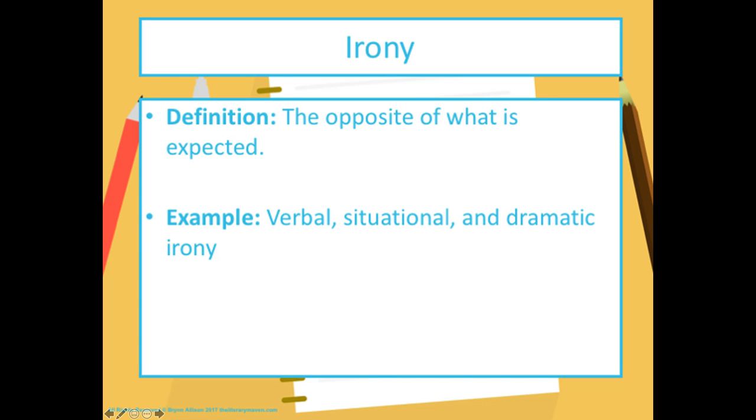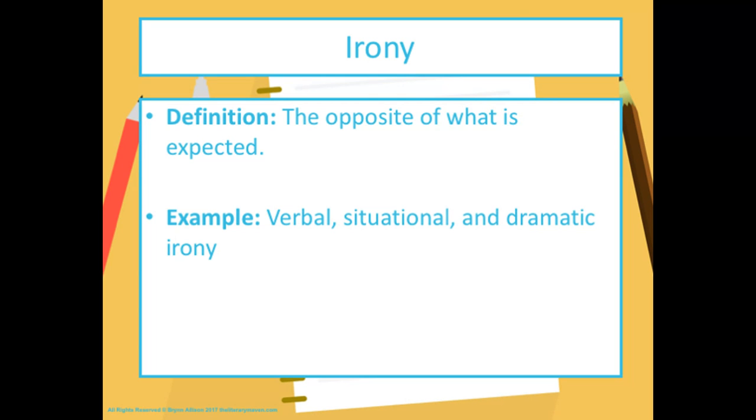Irony, at the heart of its definition, when irony occurs, it's the opposite of what is expected. So in other words, as anything is playing out in literature, whether it be a movie, a book, a TV show, when something opposite of what you expect happens, that is irony, whether it be verbal, situational, or dramatic. And that happens to be the three types of irony.